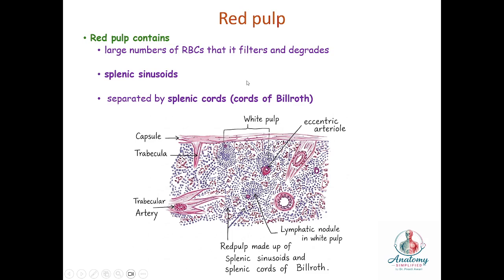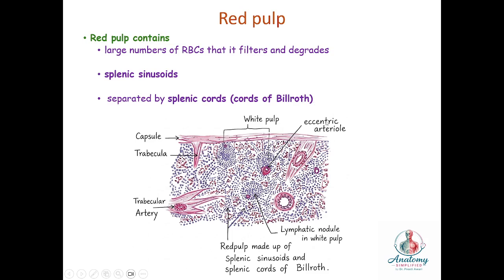Few words about the red pulp. Red pulp contains a large number of RBCs, which will be filtered and degraded in the spleen. It also contains splenic sinusoids and splenic cords of Billroth.